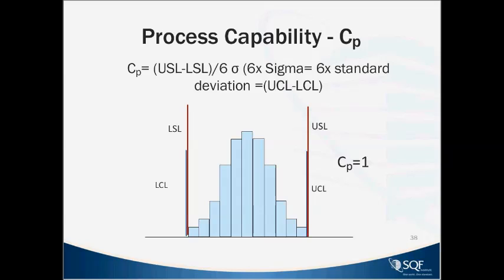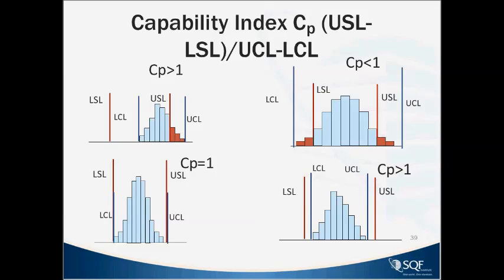So whenever you see a Cp of 1, you can say that the process is centered and that the limits are the same. Not a bad place to be, but if the process moves either to the left or the right, you might have a problem. If you change the spec but haven't changed the control limits, your Cp is not necessarily going to change. So Cp works well if the process is centered, and you might get some variation change. But if you move that process either way, you get out of spec product.